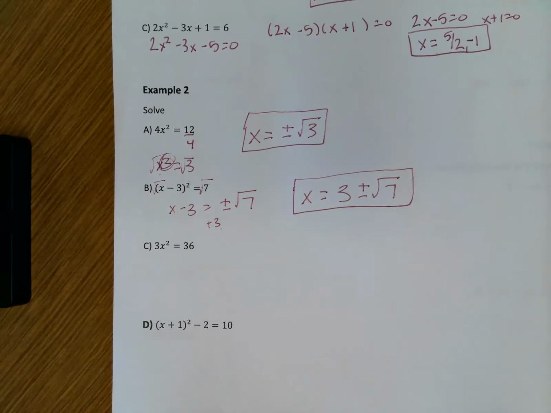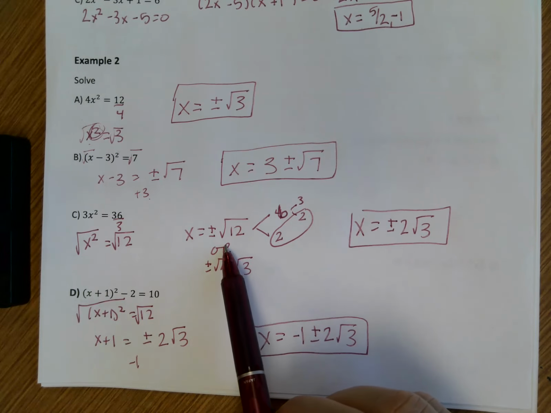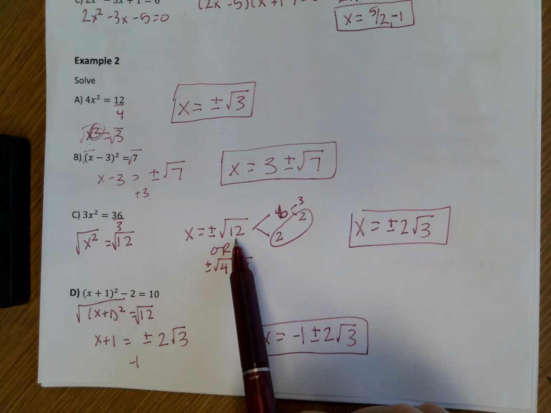Let's just pause the video and do C and D by yourself. So if you got your answer as plus or minus square root of 12, you are halfway there. You have to remember how to simplify radicals. You should always simplify all the way down when you can.